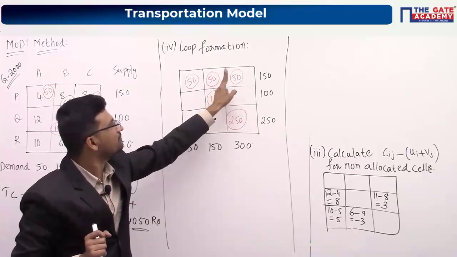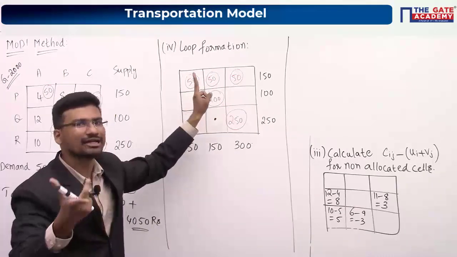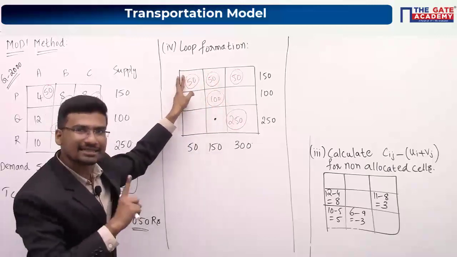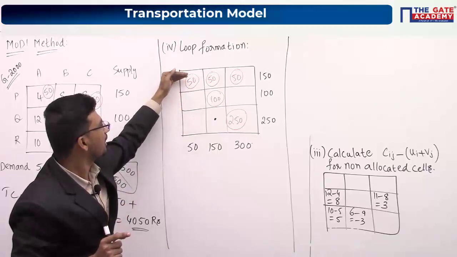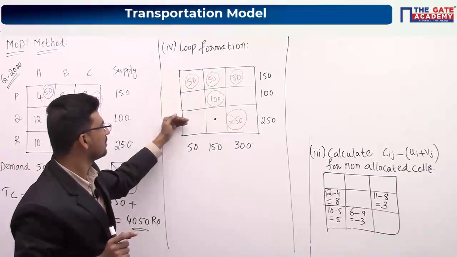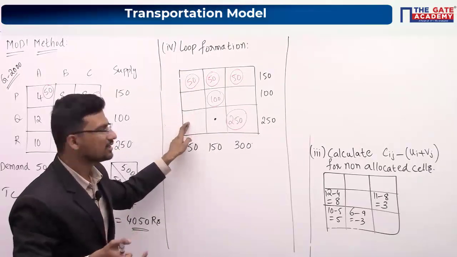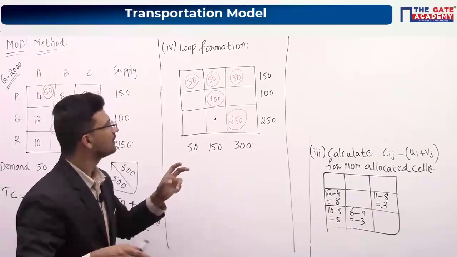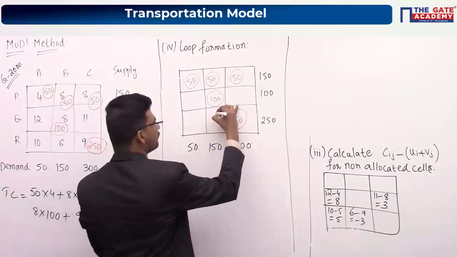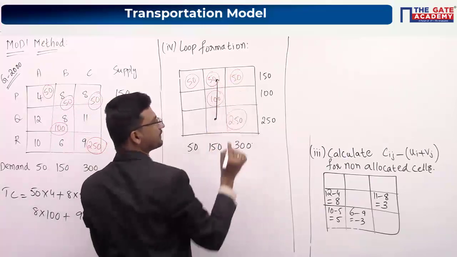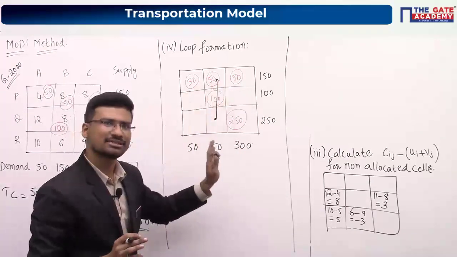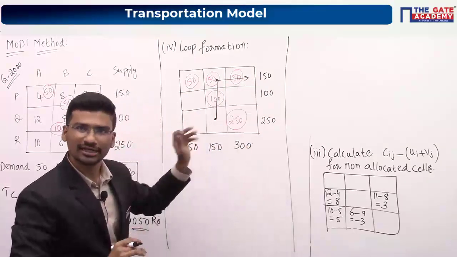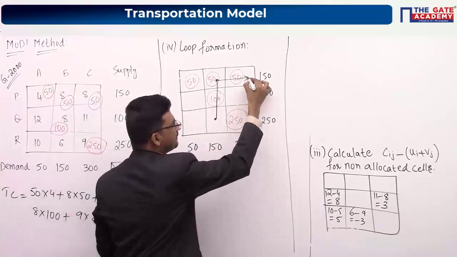Now you can take a turn, maybe right side or left side. Let us say I take a turn left. Again it is an allocated cell, so you can take a turn and come back like this. But these two are non-allocated cells, so you cannot take a turn and cannot come back to the initial position. Now I am moving in this direction. It is an allocated cell, so I can take a turn. I am taking a right turn like this. It is also an allocated cell, and I am taking a turn like this.